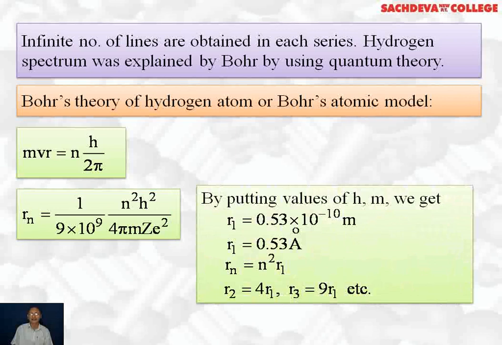By putting the values of h and m, we get r1 is equal to 0.53 into 10 power minus 10 meter, or 0.53 Angstrom. We can also take 0.529 Angstrom, which we have done earlier. Rounding off, it comes out to be 0.53 Angstrom. rn is equal to n square into r1, that is r2 is 4 times r1 and r3 is 9 times r1. This ratio will remain the same for all the elements.